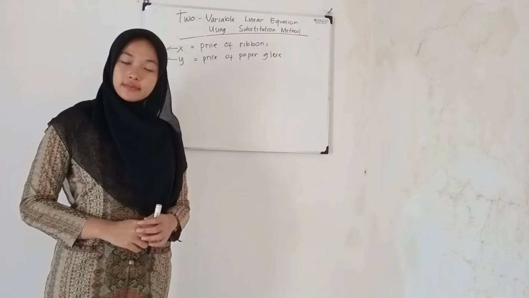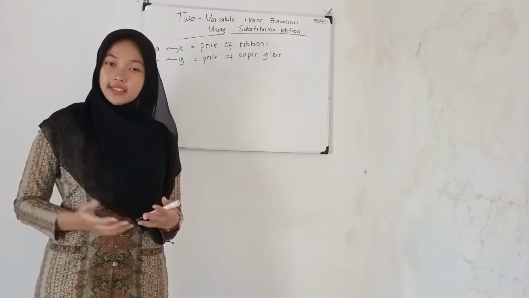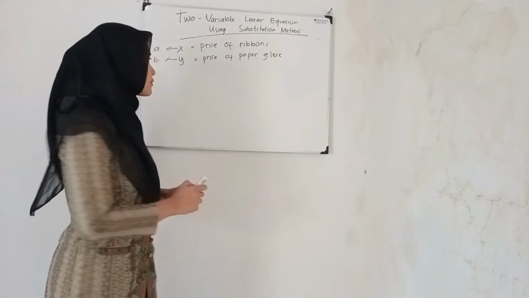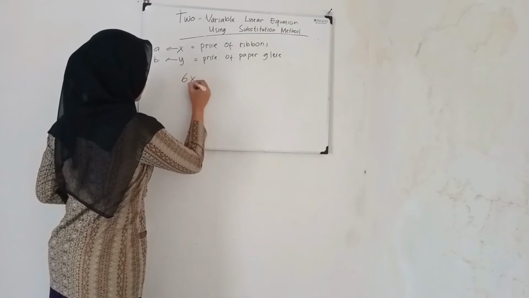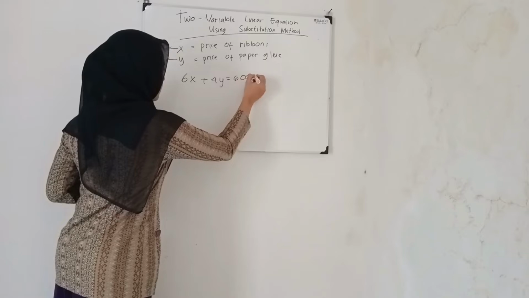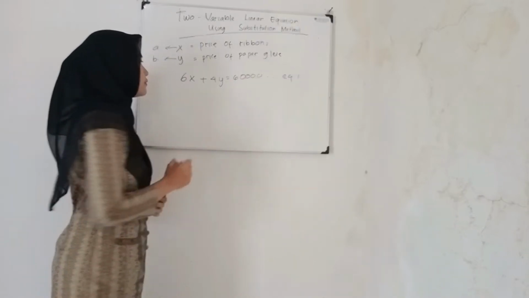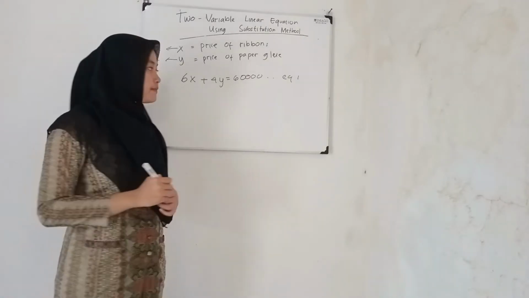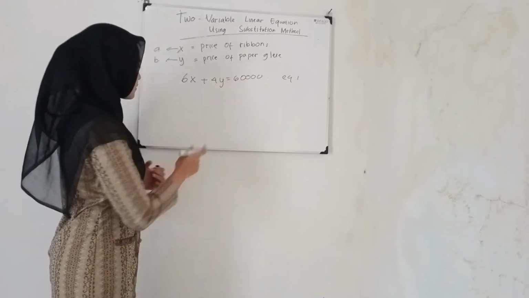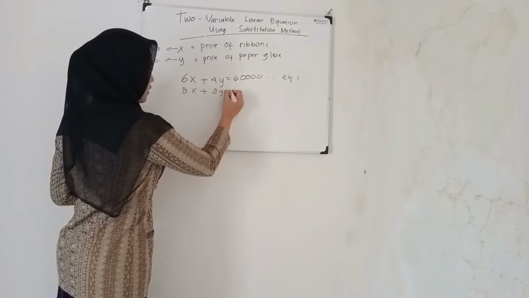Okay. For equation 1, because Rina buy 6 ribbon and 4 paper glue, and she spent 60,000 rupiah, it must be 6x plus 4y equal to 60,000. And for equation 2, because Nawa buy 8 ribbons and 8 paper glue, and she spent 88,000 rupiah, it must be 8x plus 8y equal to 88,000.